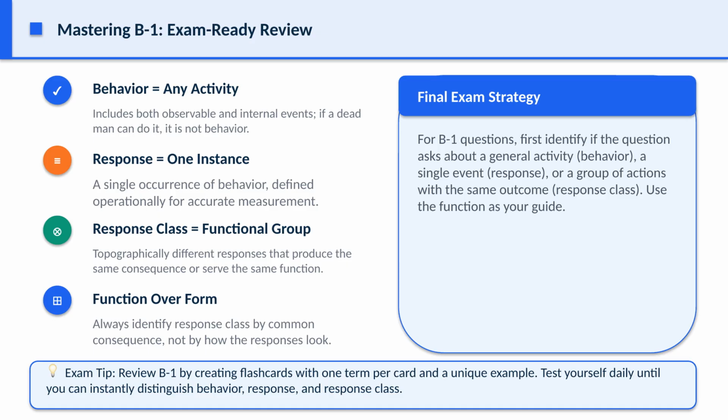A response is a single instance of that behavior, defined operationally so you can measure it accurately, like one hand raise rather than vague terms. A response class groups topographically different responses that produce the same consequence or serve the same function. For example, saying "excuse me," waving, or tapping a shoulder all get attention. On the exam, always identify response class by common consequence, not by how responses look. Function over form is key.